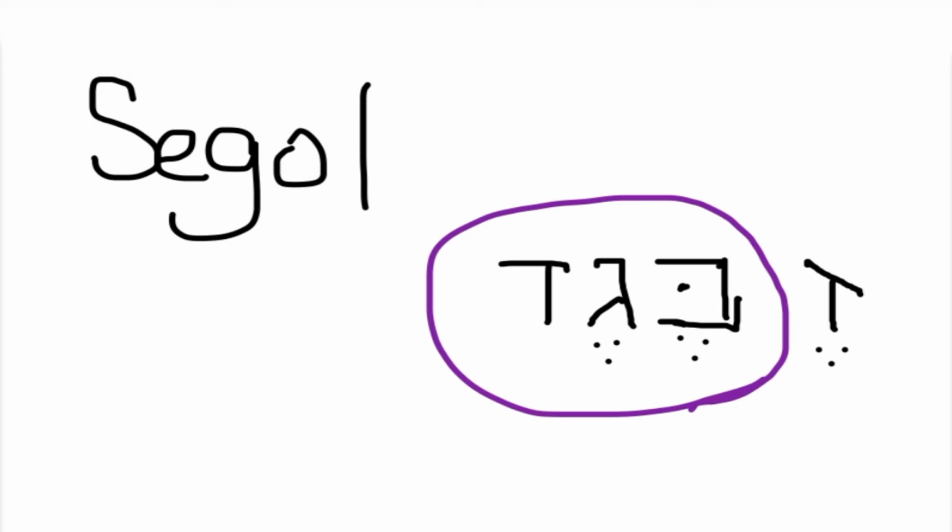Write for me, please, a het with a segol on the bottom. A het. Het. 1, 2, 3. And one more. Write for me, please, a yud with a segol on the bottom. A yud. Okay. Perfecto. Let's review. What have we learned today so far?